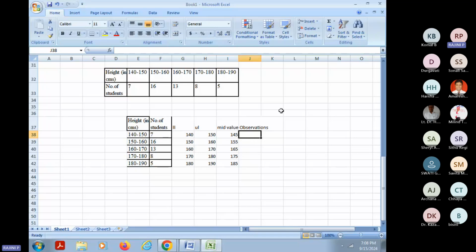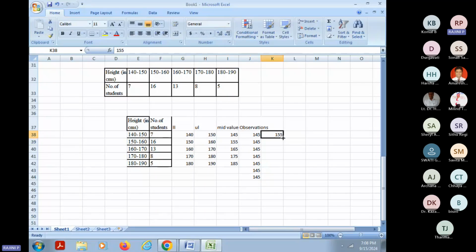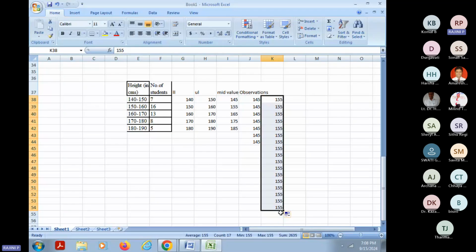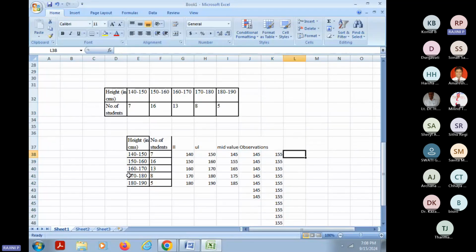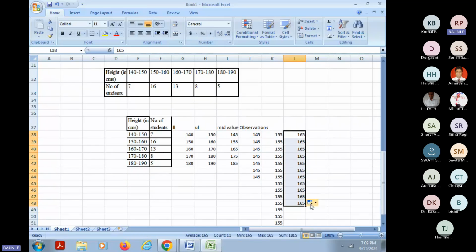So how can we do that? Type 145 seven times. Next, 150 to 160 has 16 students. The mid value of this class is 155, so repeat 155 sixteen times. Then 160 to 170 has 13 students and the mid value is 165, so repeat 165 thirteen times.